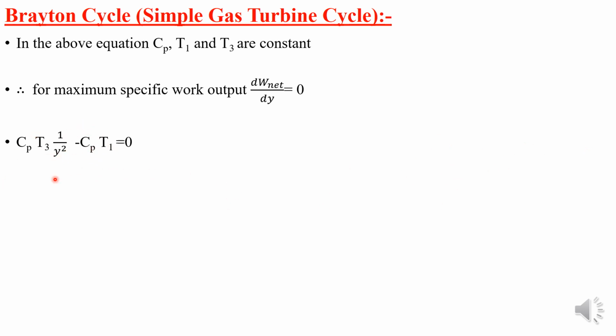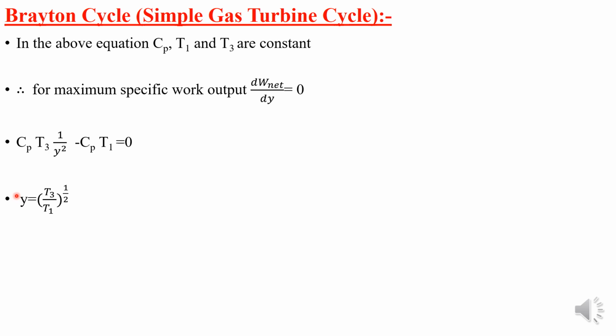So only this parameter will remain. Cp will get cancelled. Rearrange the terms and get the expression for y in terms of T1 and T3. Just rearrange the terms and reduce the steps, and you will get that y is nothing but (T3 by T1) to the power 1 by 2. This is the condition to get the maximum work output or power output.